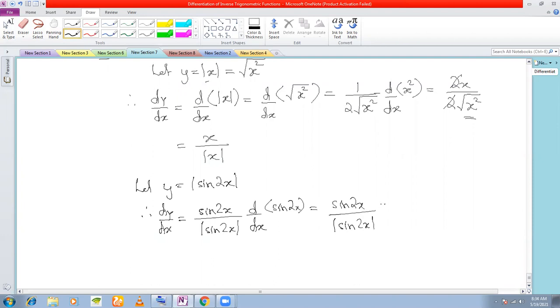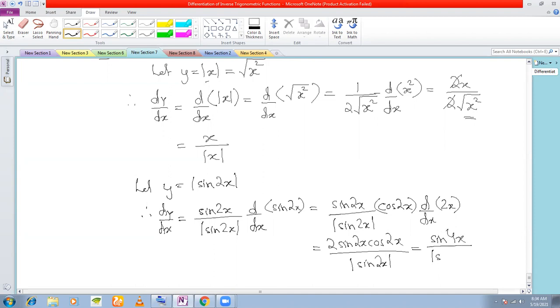So this becomes sine 2x by mod sine 2x into its d/dx, sine 2x is cos 2x. And then you get inside the sine. Inside sine you have 2x. So that's it. You get 2 sine 2x cos 2x by mod sine 2x, which is sine 4x divided by mod sine 2x. And that's it. Okay, this is how you differentiate. We proceed to the next part here.